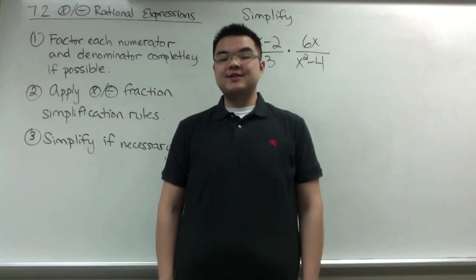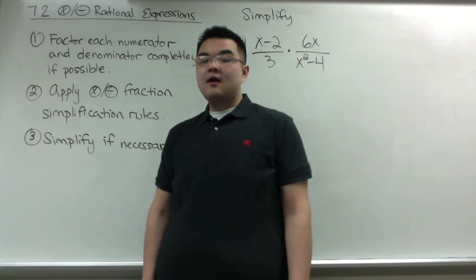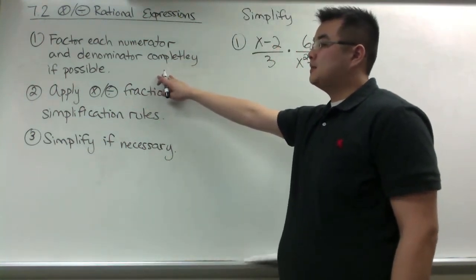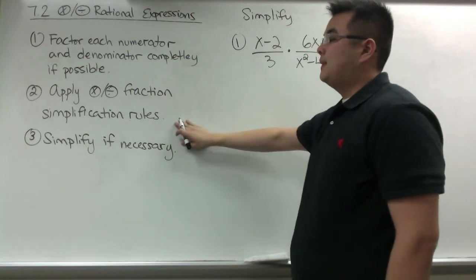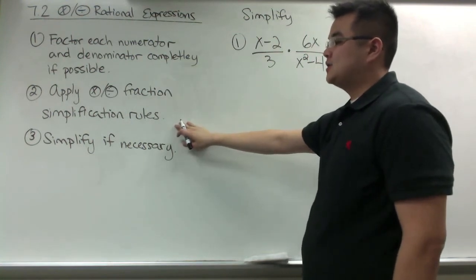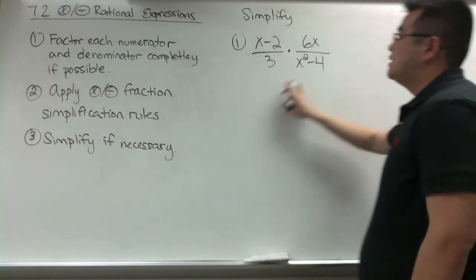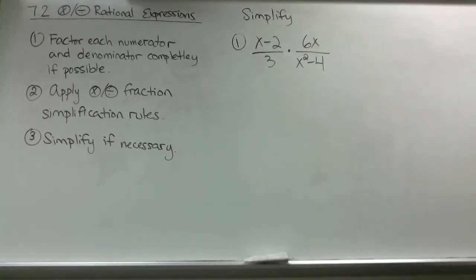These are the video notes for section 7.2, multiplying and dividing rational expressions. Our three steps are: factor each numerator and denominator completely if possible, apply multiplication and division fraction simplification rules, and then simplify if necessary. So let's take a look at our first example.